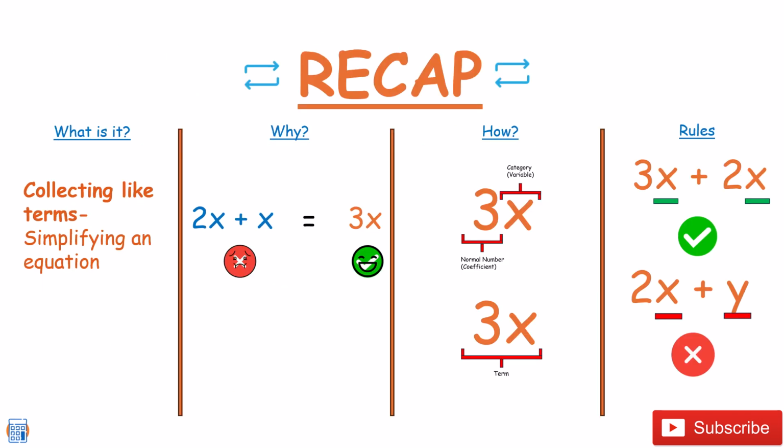Let's go for a bit of a recap. So what actually is collecting like terms? It's basically just simplifying an equation by adding or subtracting. We do it because it looks neater. That's literally it. How do we do it? So if the terms are the same, you can add or subtract them. And that's basically the rules. As you can see, if two x's are the same, you can. If they're different, you can't.